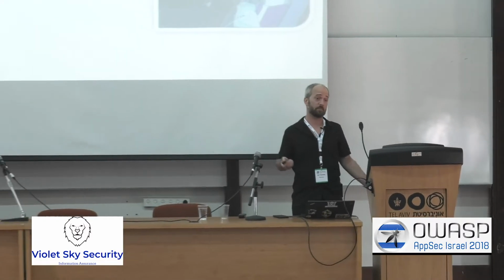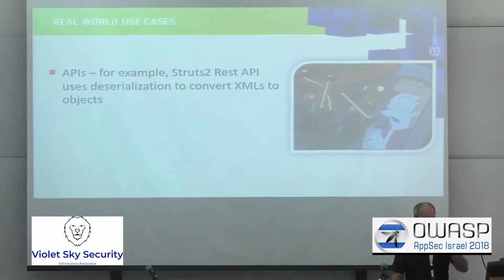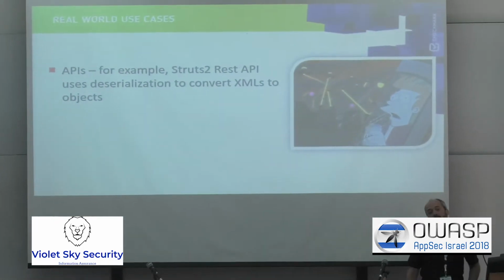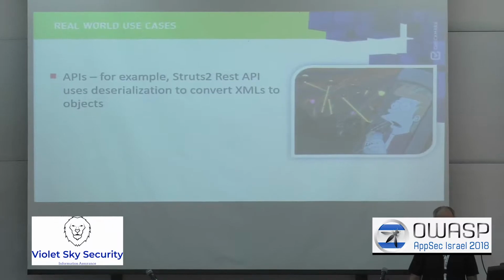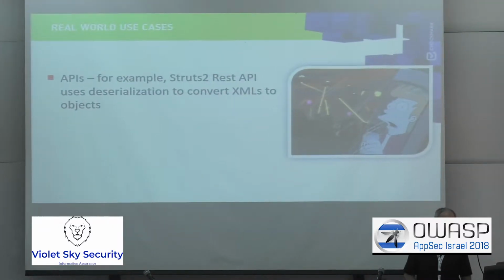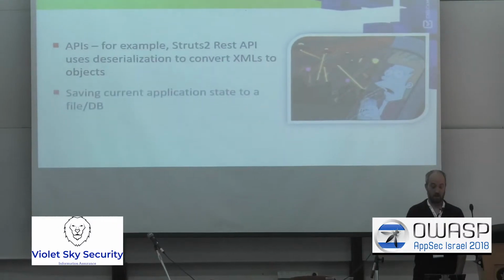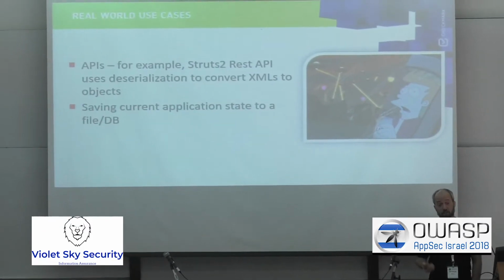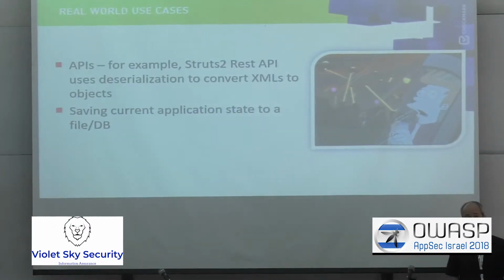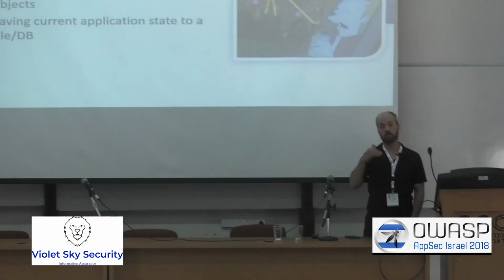When it comes to real-world scenarios, we have things like APIs. For example, Struts2 has a REST API that works with XMLs, and it uses a serializer to just break down these XMLs back into objects and transmit them to the client when needed as XMLs. If you have an application, a video game, you want to save your current state in the game, why bother with trying to track every single variable? Just serialize your state, save it to a file, load it later.